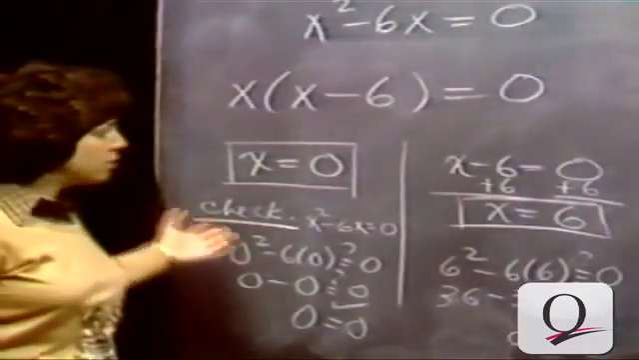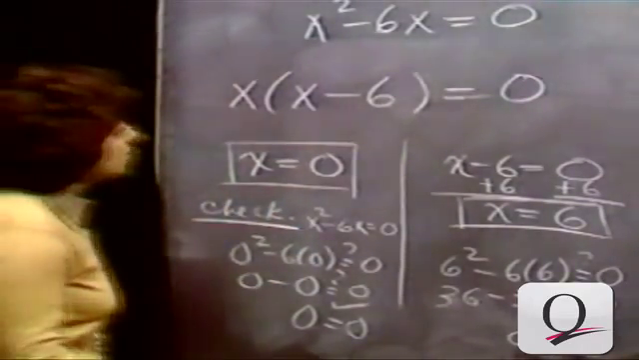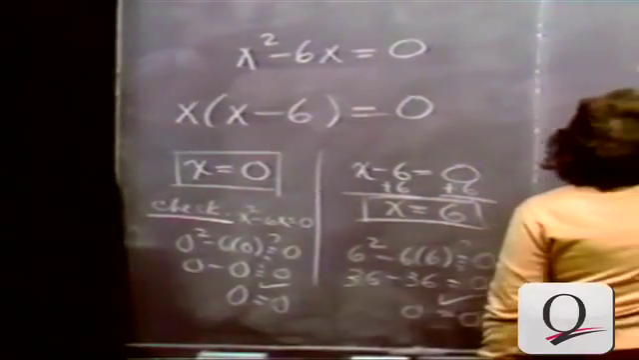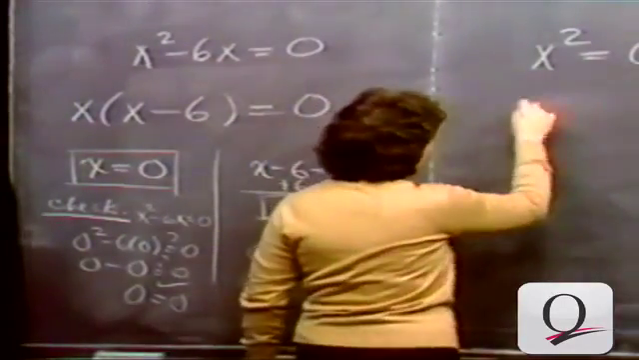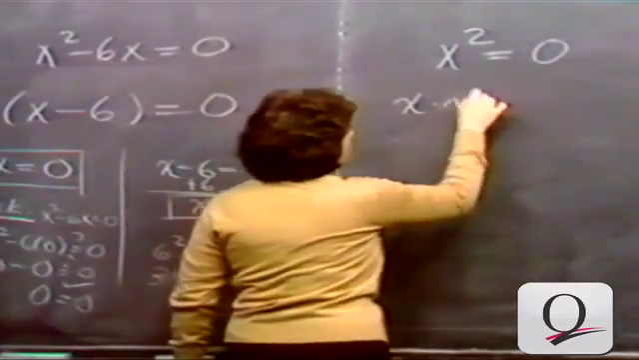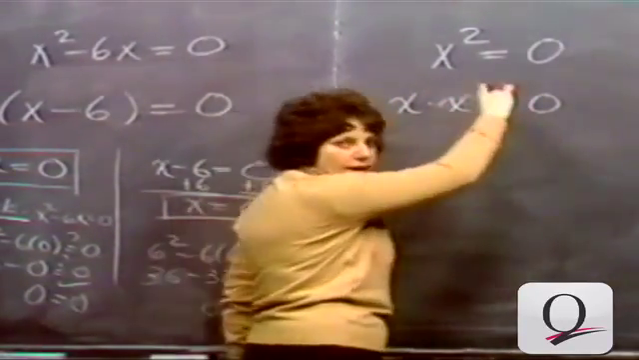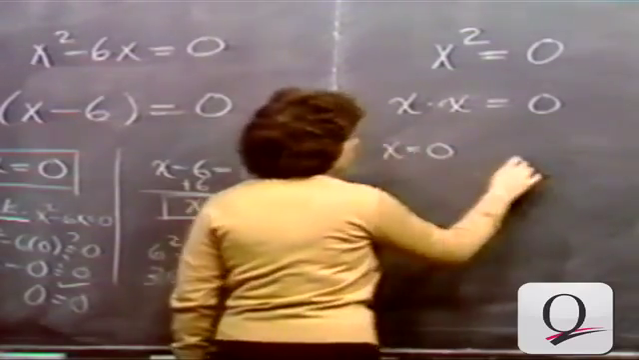Okay, the examples that I've given you so far have had two real solutions. Let me show you a quadratic equation that has only one solution, x squared equals 0. There is only one solution. This can be thought of as x times x equals 0, ab equals 0, giving rise to x equals 0 and x equals 0. Whereas there is only one solution.